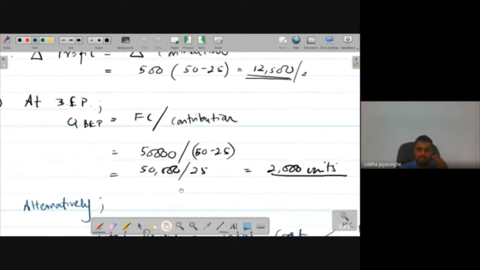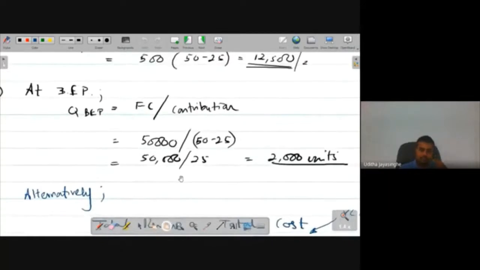The first argument I'm going to bring in is at the break even point, we have learned the quantity of break even can be calculated as fixed cost divided by the contribution. This contribution, we have calculated it previously by taking the 50 minus 25, selling price minus the variable cost per unit. And what's the fixed cost? It's 50,000. So the answer is going to be 50,000 divided by 50 minus 25, or 50,000 divided by 25. Your break even number of quantities is going to be 2,000 units.